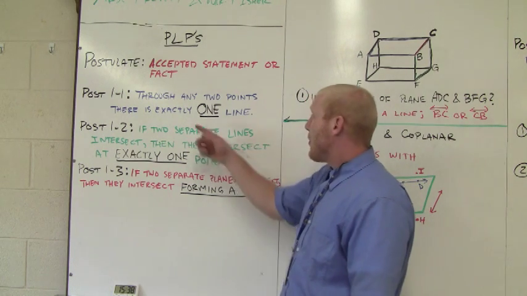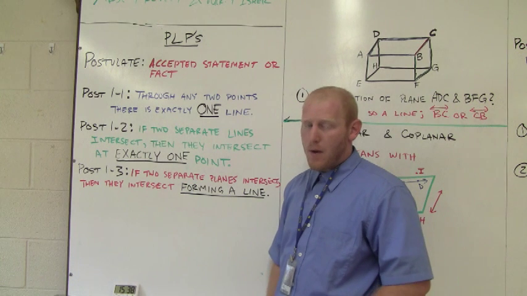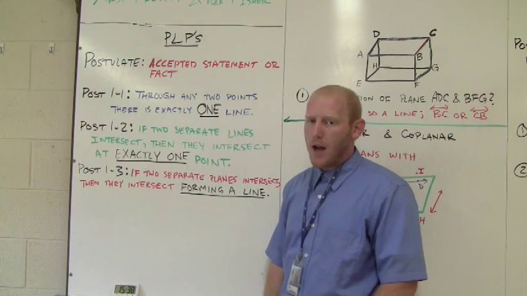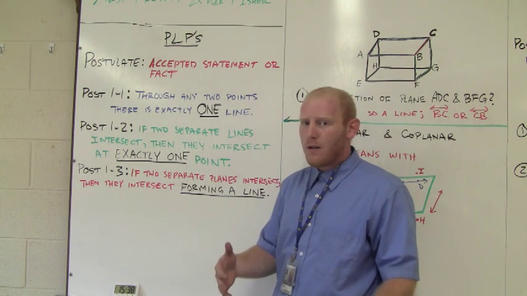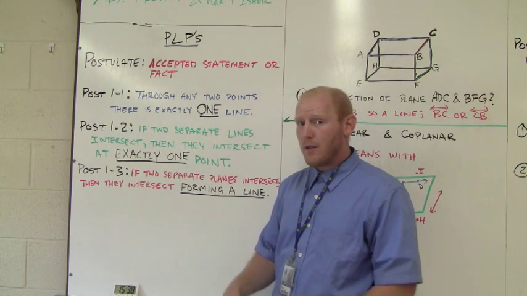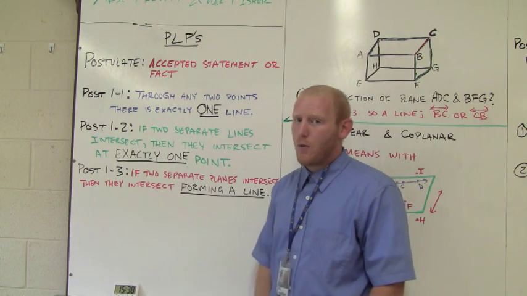It says, through any 2 points there's exactly one line. So through any 2 points, no matter where you draw them, you can only draw one line. If you want to take a second, try and draw 2 lines through 2 points. It's not going to happen. You can only draw one line through any 2 points.